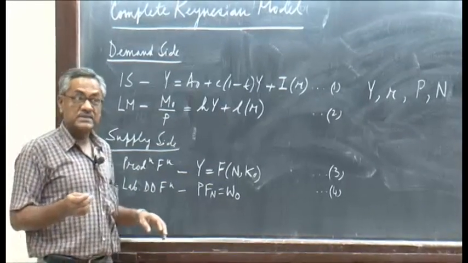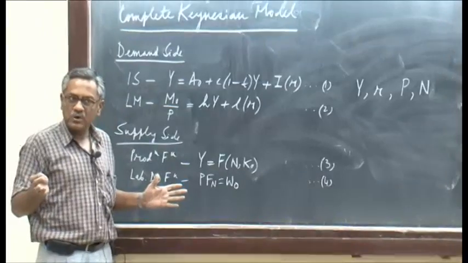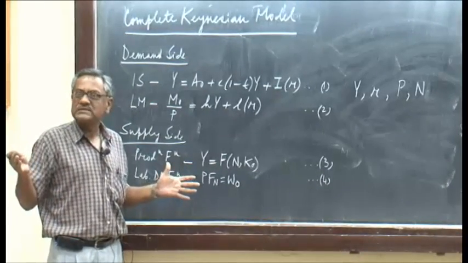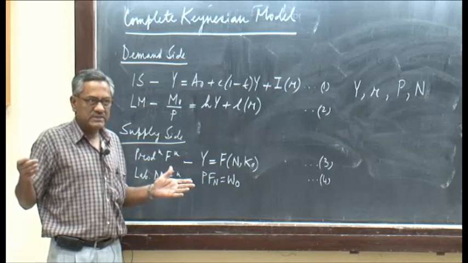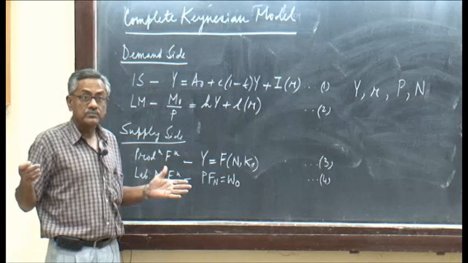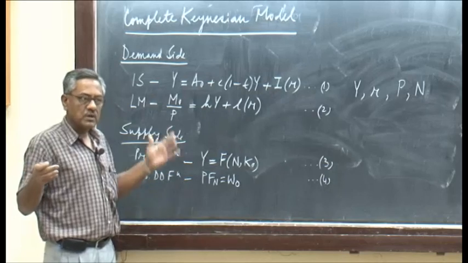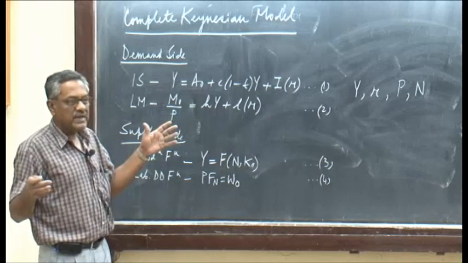Yes, absolutely right. P is now a variable. It's no longer a fixed price model. Now we have a complete demand supply model where price is a variable, so you can see how prices change in the economy. It's a matured model. It's a complete model. So yes, Y, R, P, and N.